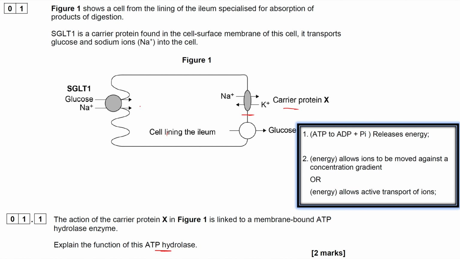And number 2, you would say that energy allows ions to be moved against a concentration gradient, or you can say that energy allows active transport of the ions. So for the carrier protein, obviously we need energy, and ATP hydrolase enzyme helps us by hydrolyzing ATP to ADP that releases energy. So it was a simple question. So let's move on to the next part of this question.